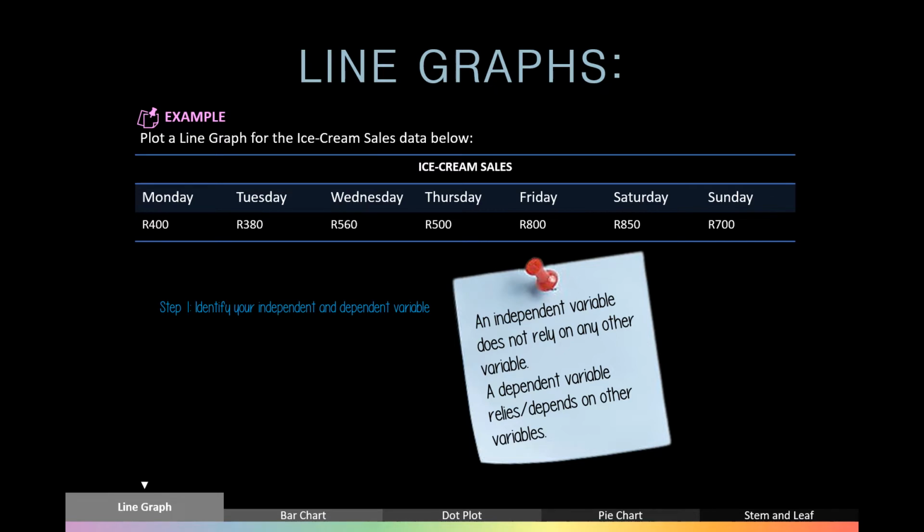So before you can actually identify which is your independent and your dependent variable, the question you need to ask yourself is, what are my variables? And in this example, your variables are the days of the week and sales. So we have two variables. To identify which is your independent and which is your dependent variable, you have to ask, do the days of the week depend on sales? And what I'm asking is, does the day of the week change depending on the sale recorded for that day?